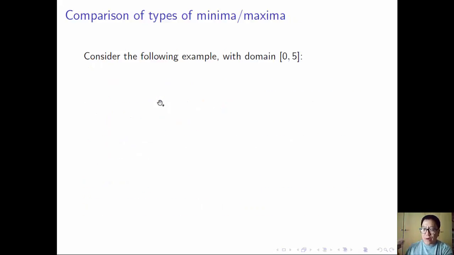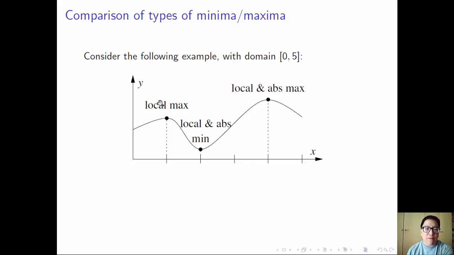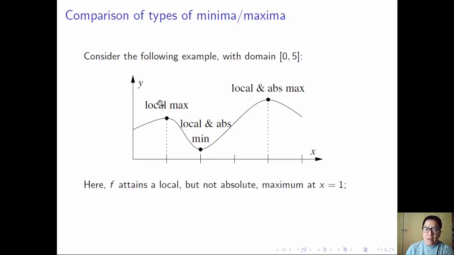Okay, I think that was a bit off into the ether for most folks seeing this for the first time. So let's get concrete and consider the following example with domain the closed interval [0, 5]. Ta-da! Here in this example, f has a local but not an absolute maximum at x equals 1, because you can get a higher y value by going a little bit farther away. f attains a local and absolute minimum at x equals 2.